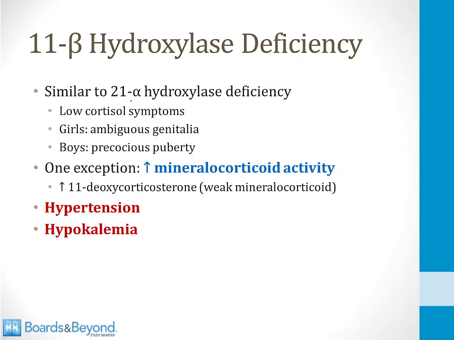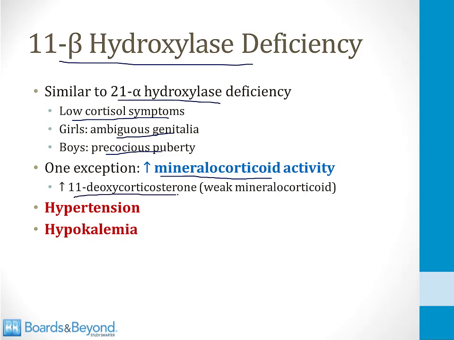So this disorder is similar to 21-alpha hydroxylase deficiency in many ways. There can be low cortisol symptoms depending on the severity. Girls can have ambiguous genitalia, boys can have precocious puberty. The main distinction between this disorder and the classic form of congenital adrenal hyperplasia from 21-hydroxylase deficiency is that there is increased mineralocorticoid activity in 11-beta hydroxylase deficiency, and that's what they want you to know for your boards. They are testing your understanding of the underlying physiology. So there are high levels of 11-deoxycorticosterone, which is a weak mineralocorticoid. This will lead to hypertension and hypokalemia, which is not usually seen in 21-alpha hydroxylase deficiency.